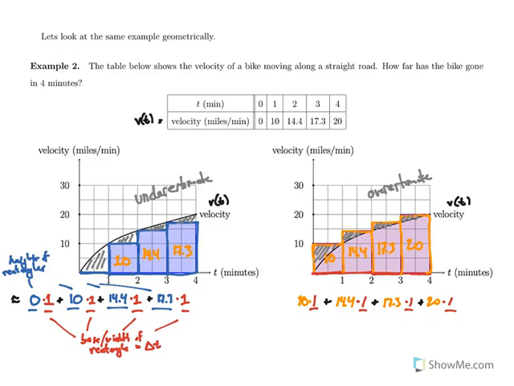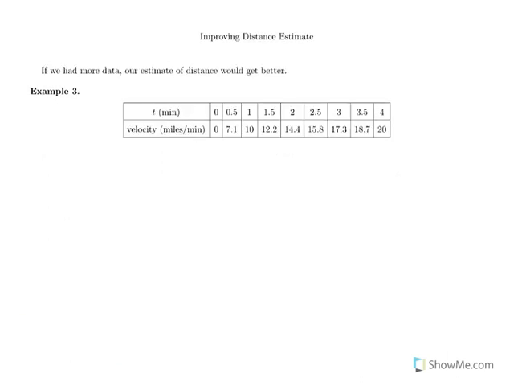All right, so now we're thinking about an estimate of this distance. Now let's think about improving this distance estimate. One way to do this is if you had more data. If you knew your speed, not just at every minute, but every half minute, then you can get a better estimate. So now we know, for instance, at half a minute, what our speed was at that point. That gives us more information, which allows us to get a better estimate of what's going on. And that's always going to be the idea: if we have more data, our estimate of distance will get better.